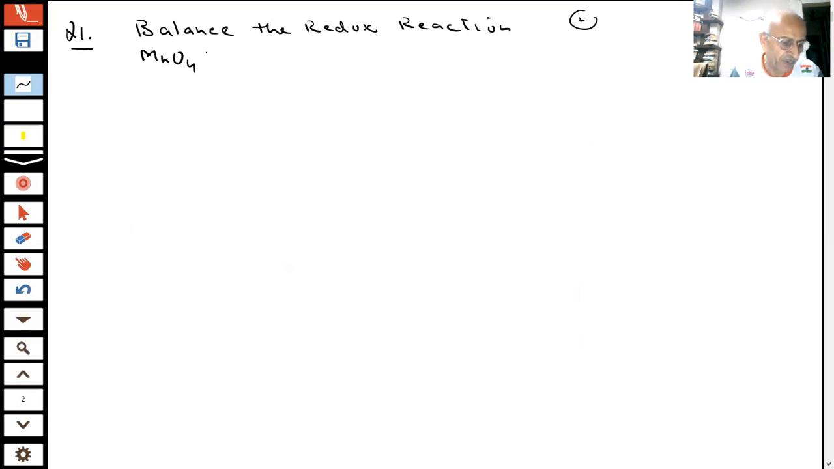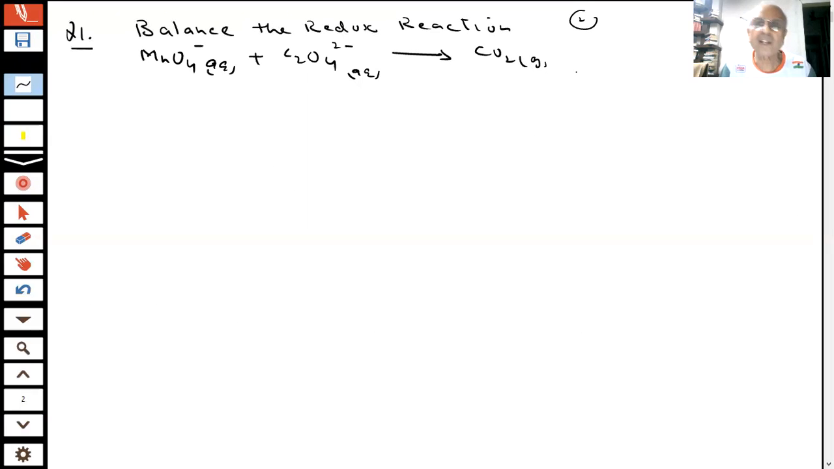MnO4 minus aqueous and C2O4 2 minus aqueous are reacting to produce Mn2 plus aqueous. This is an important reaction which we use a lot in the chemistry lab, students.